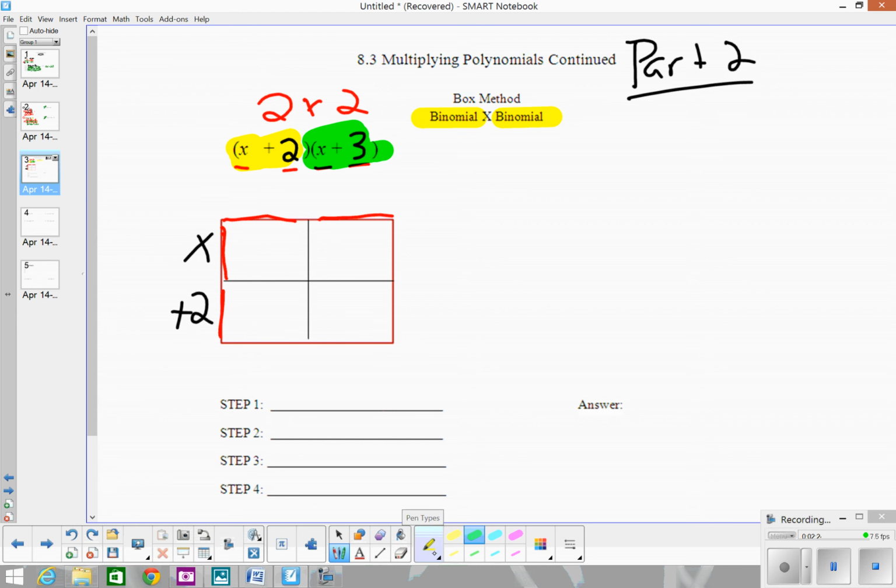Good. So now, the first step, let's go back to our steps. Our first step is to set up our boxes. So now on the top, I'm going to have x right here because that's my first term. I'm going to put the second term right here on top of that box, which is positive 3. Always carry that sign that's in front.